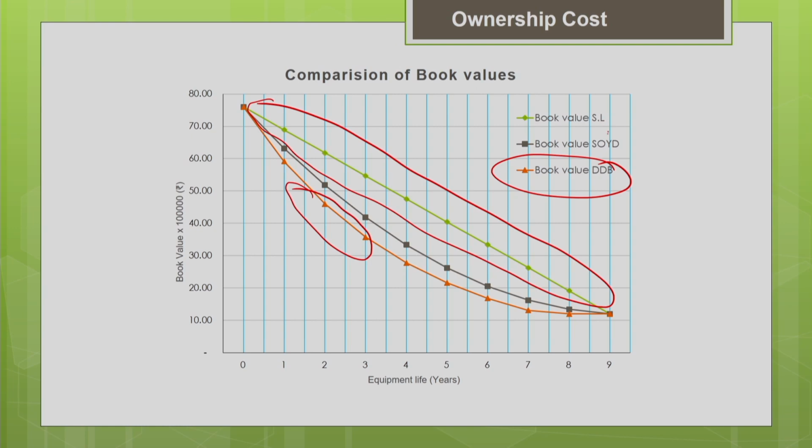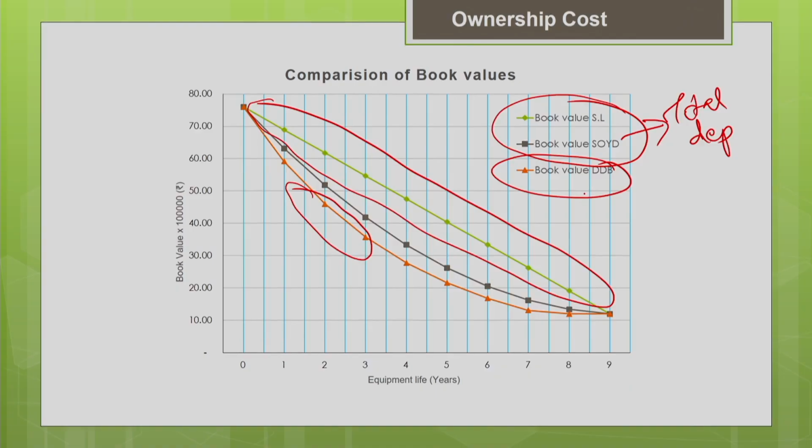When you compare the straight line method and the sum of the years digit method, keep in mind that the total depreciation will be the same. The total depreciation, that is the difference between your initial cost minus salvage value, is going to be the same, but the rate of reduction will be different. The depreciation factor is different. But in the double declining method, because of the way you estimate the depreciation, there are more chances that the total depreciation may not be the same, and your book value can go below the estimated salvage value. Then we have to back calculate and make it equal to the salvage value.